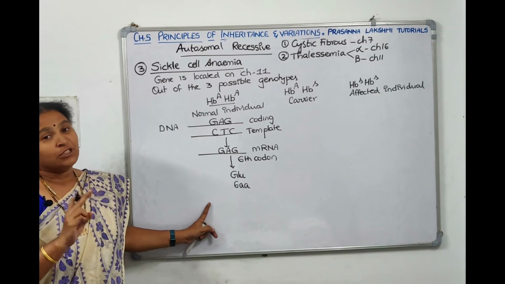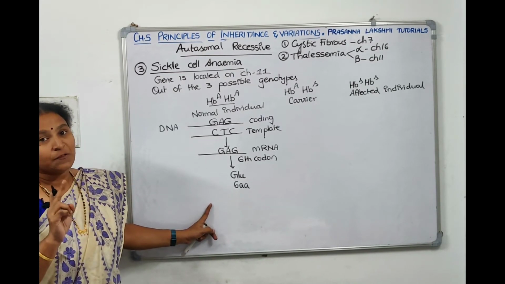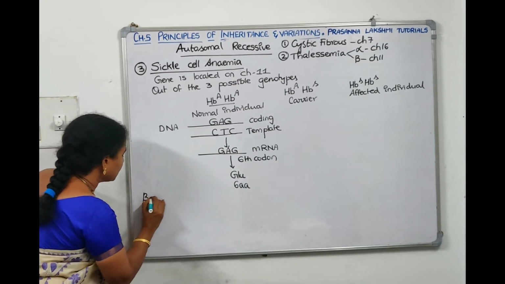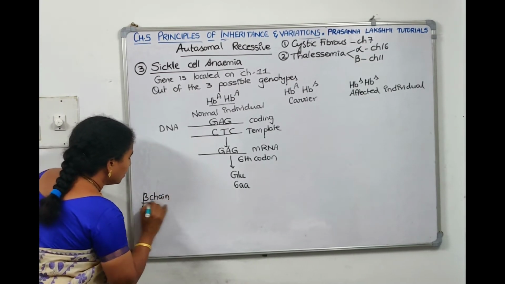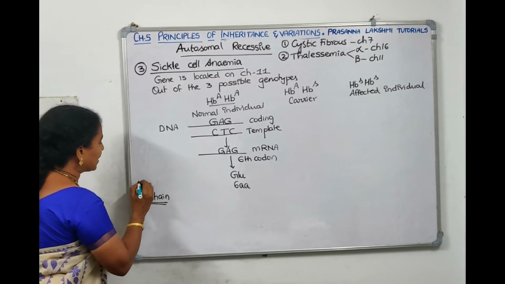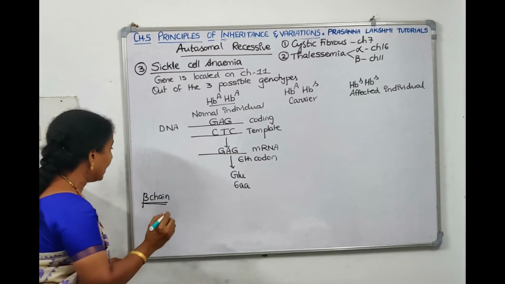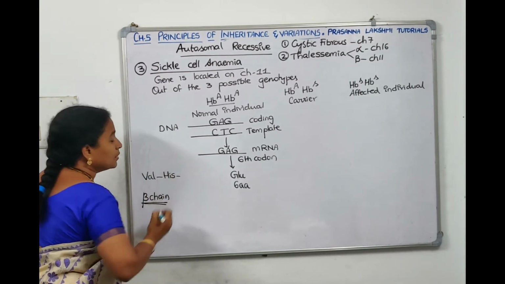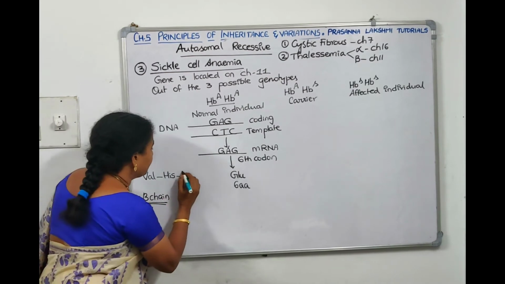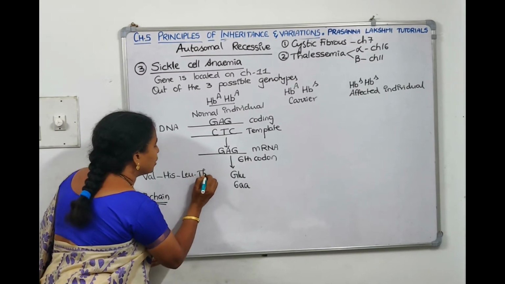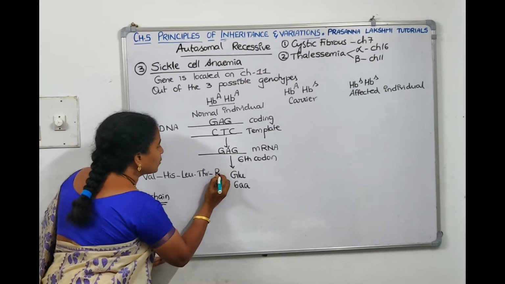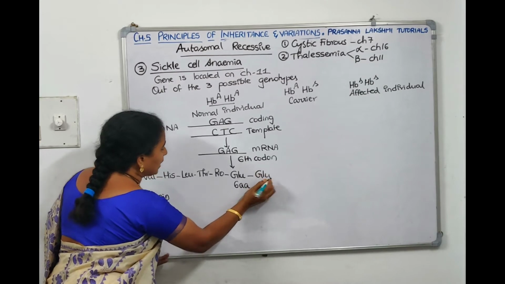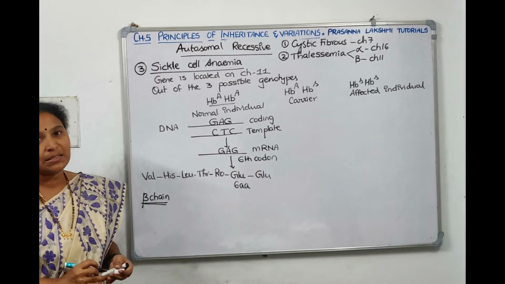Of which chain? Alpha chain or beta chain? Sickle cell anemia is a defect due to the beta chain. So we need to write the beta chain amino acid sequence. The first amino acid is valine. The second amino acid is histidine. The third is leucine. The fourth is threonine. The fifth is proline. The sixth is glutamic acid. The seventh is also glutamic acid. This is the sequence given in the NCERT textbook.